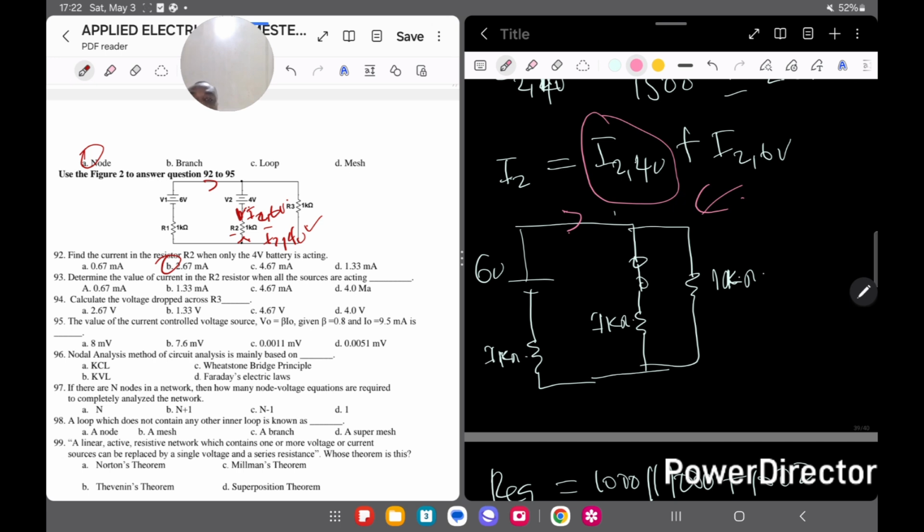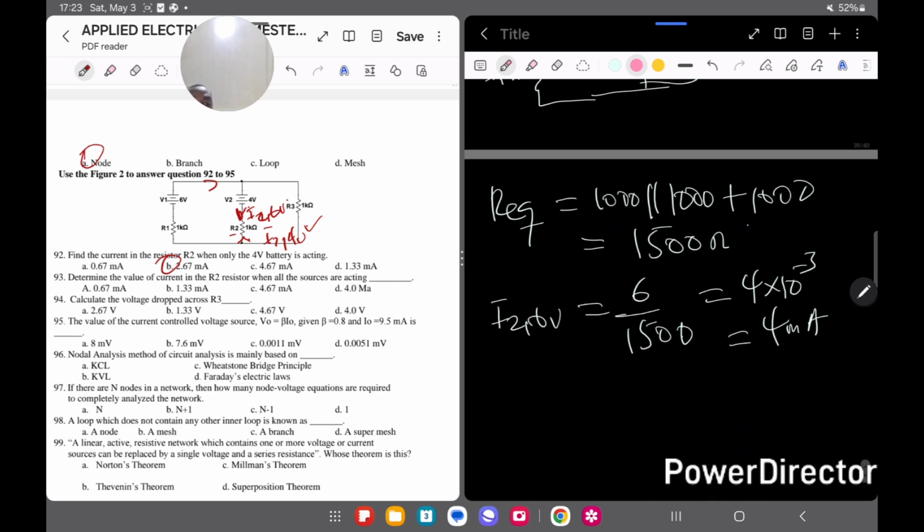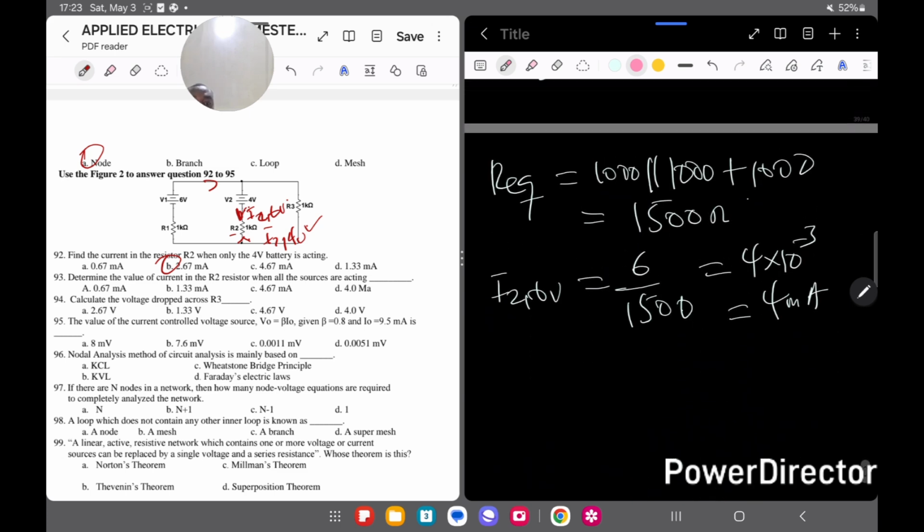So because of that, when it comes to the algebraic sum, we are going to be using the one that is moving down to be positive, and the current that is moving up to be negative, so that I'll get here the current which is passing through I2 is now going to be the algebraic sum.